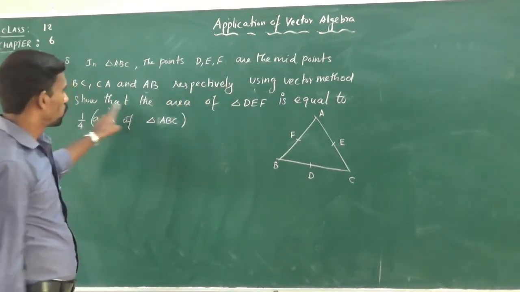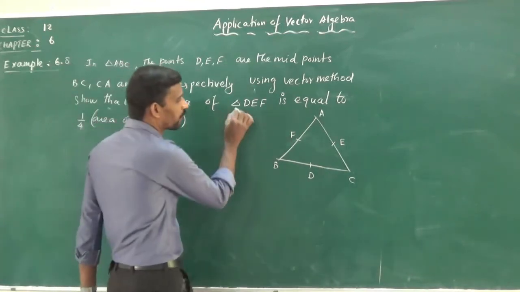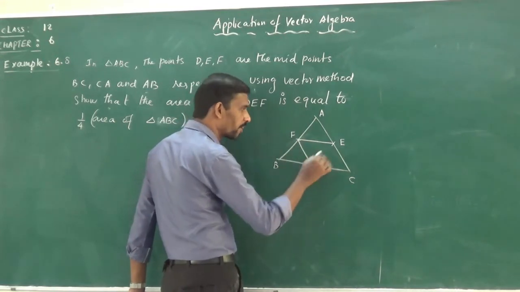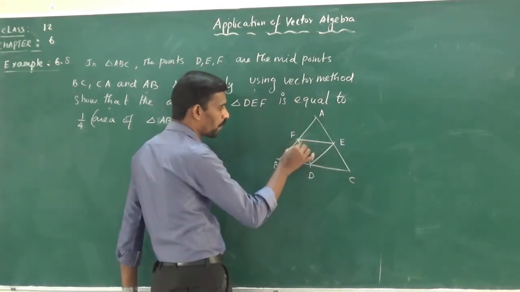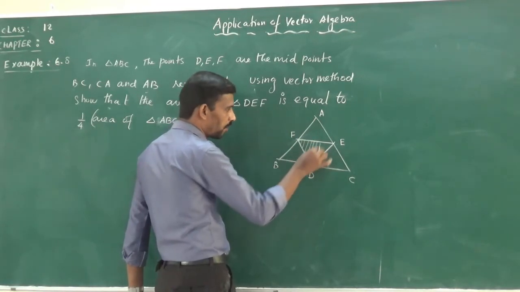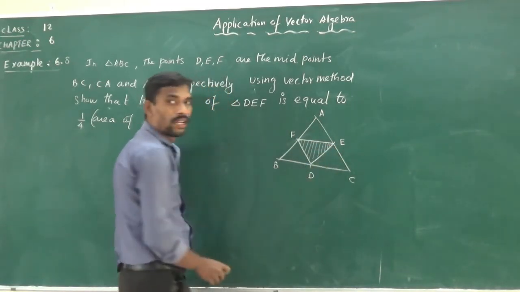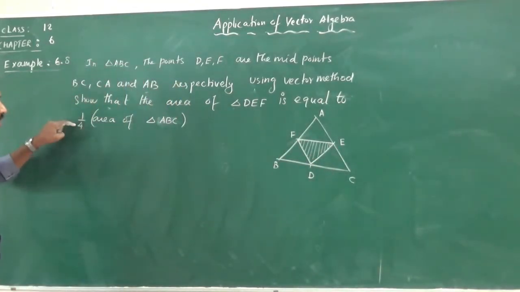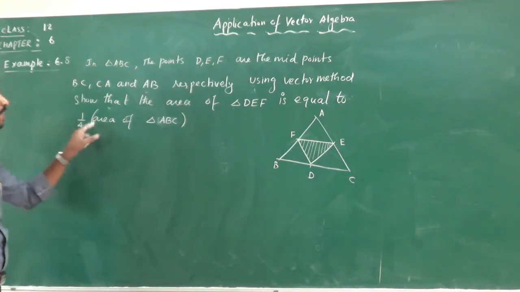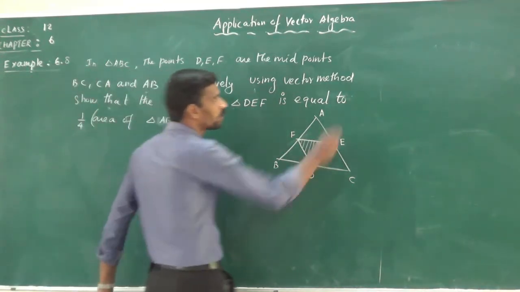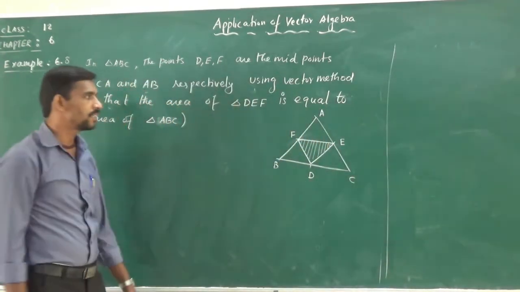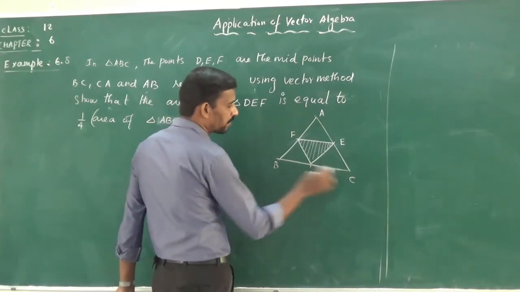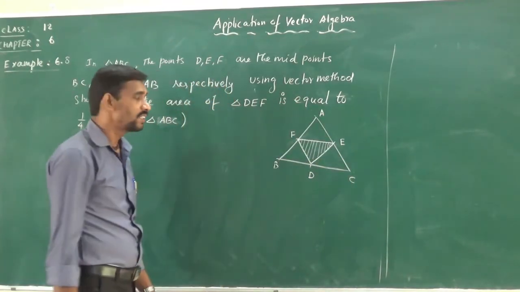Using vector method, show that the area of triangle DEF is 1/4 of the area of triangle ABC. Now we want to draw the triangle DEF inside here. Joining the midpoints, we get the triangle. Now we want to find out the area. So area of triangle DEF is equal to 1/4 area of triangle ABC. We know very well the area of a triangle is taken by any two sides, whether AB vector cross BC vector or BC vector cross CA vector. We can take any two sides the same way.